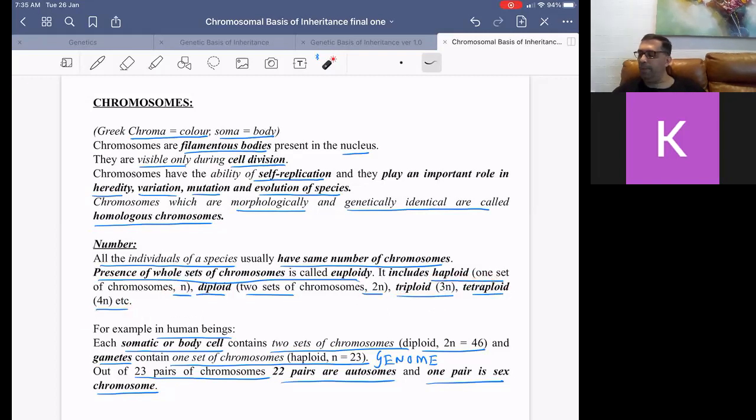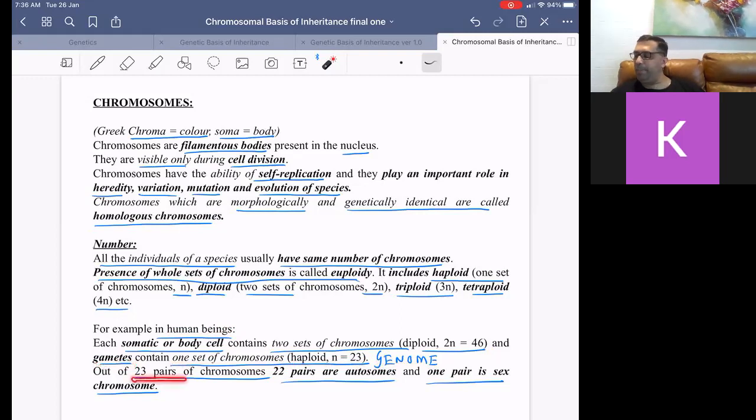And in human beings, somatic or body cells contain two sets of chromosomes, diploid 2n equal to 46, and gametes contain one set of chromosomes, haploid n equal to 23. And one set of chromosomes is called as a genome. तो हमारा एक सेट ऑफ क्रोमोसोम को जिनोम कहते हैं. Our gametes are haploid and have one genome.